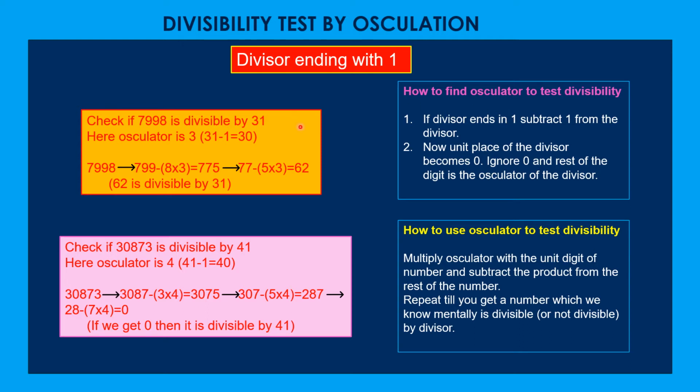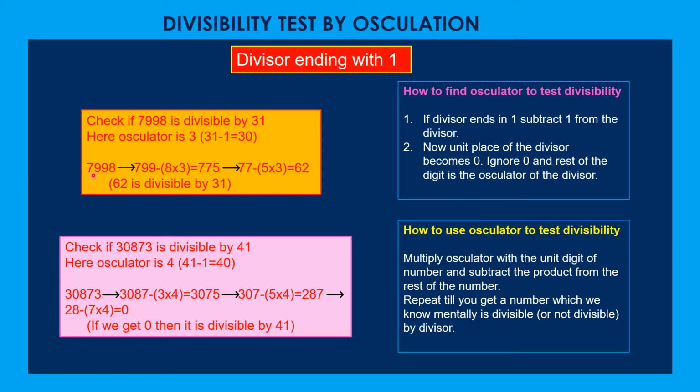So here our divisor is 31. 31 ends with the number 1. So if the divisor ends in 1, subtract 1 from the divisor. Now the unit place of the divisor becomes 0. Ignore 0 and the rest of the digits are the osculator of the divisor. So here your divisor is 31, so your osculator is 3. Next, how to use the osculator to test the divisibility? Multiply the osculator with the unit digit of the number and subtract the product from the rest of the number. Repeat till you get a number which we know mentally is divisible or not divisible by the divisor.